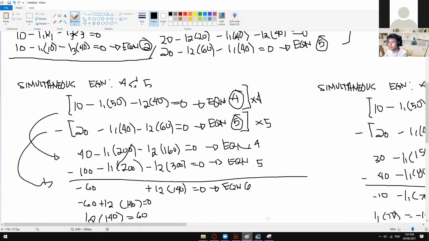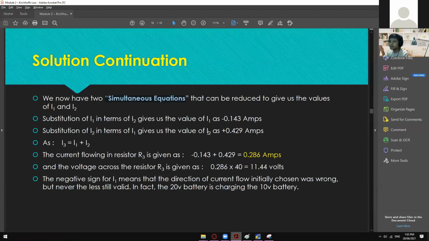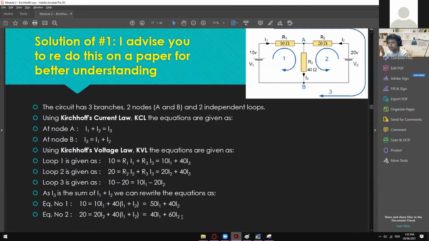But if you want to do the short method, as long as you know the final equation of this one and this one, then you can use your calculator to get I1 and I2. So just look for the function. Where is that one? Look for the function.